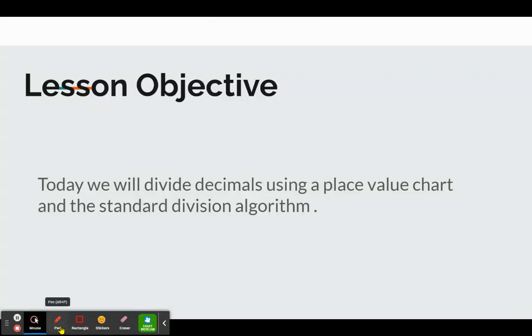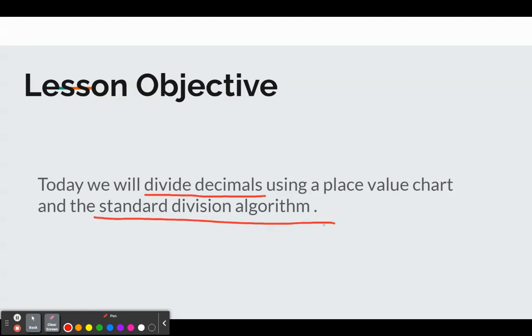Let's go ahead and go over today's lesson objective. So today we will divide decimals using a place value chart and the standard division algorithm.